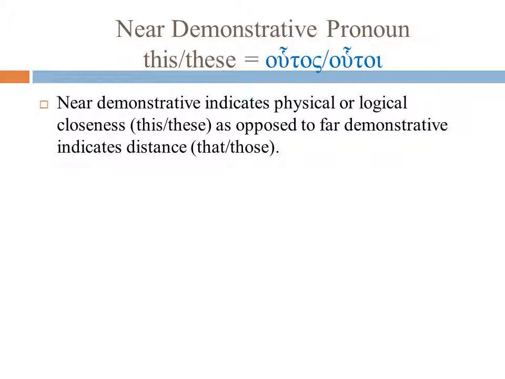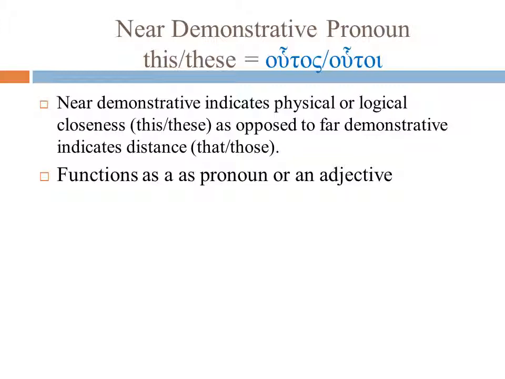The near demonstrative indicates physical or logical closeness, as opposed to the far demonstrative, which indicates distance. So the near demonstrative is this or these, and the far demonstrative is that or those. The demonstrative can function either as a pronoun, or a demonstrative pronoun, we would have guessed that, or as an adjective.